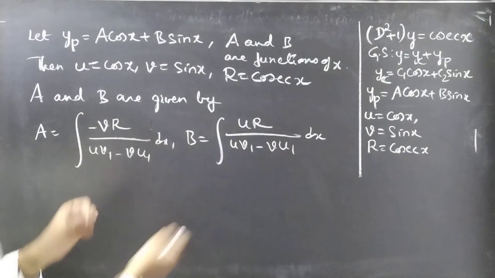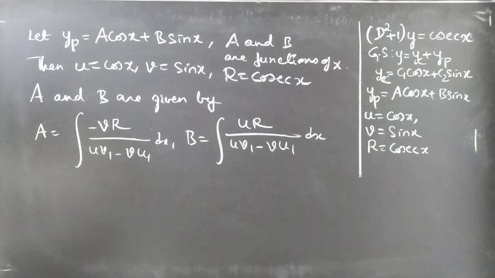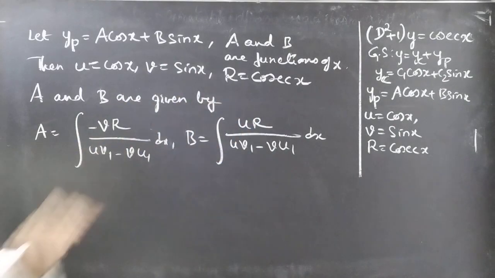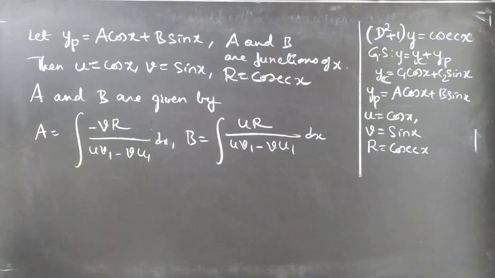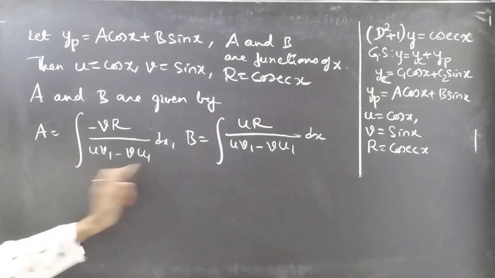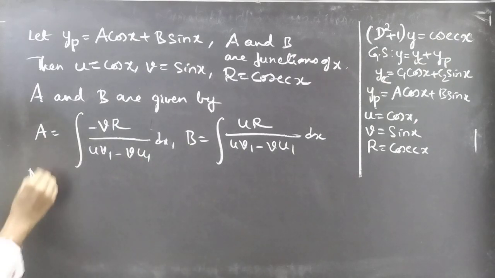See, these two are in the denominator, right? So we should remember that the denominator must be non-zero. If it gets 0, the integrand becomes undefined. Okay, fine. Let's now find u v1 minus v u1.